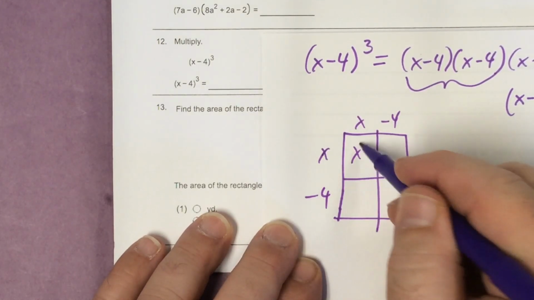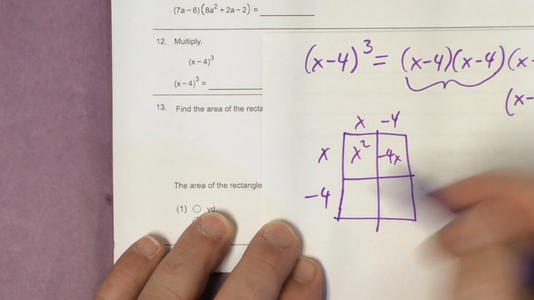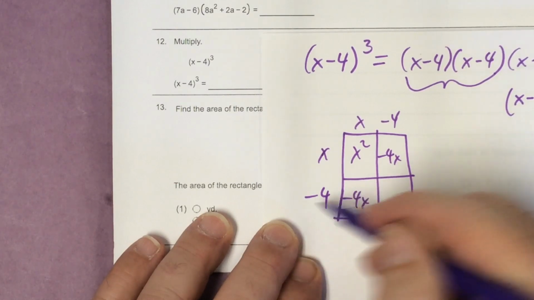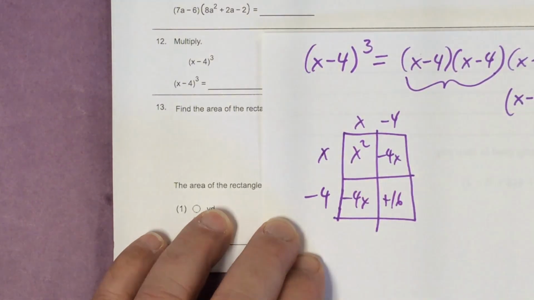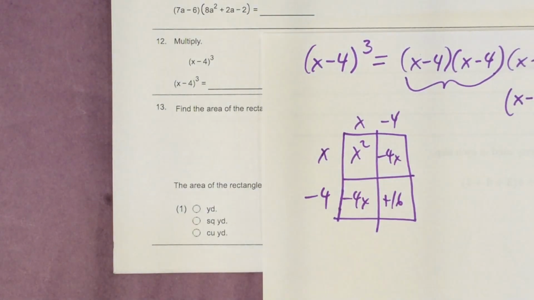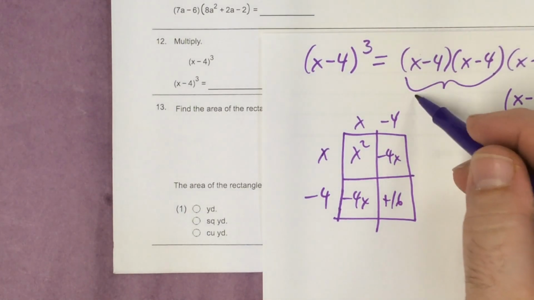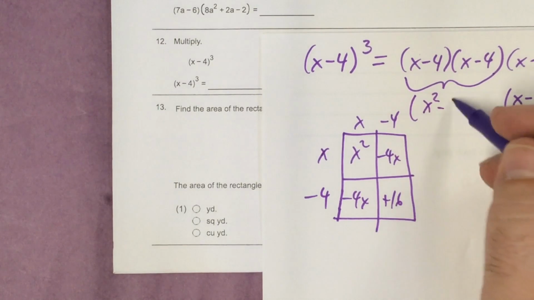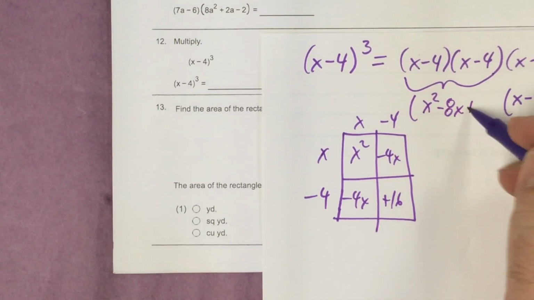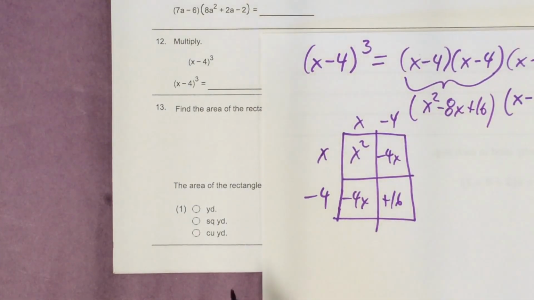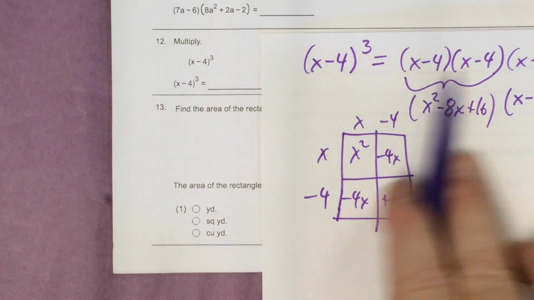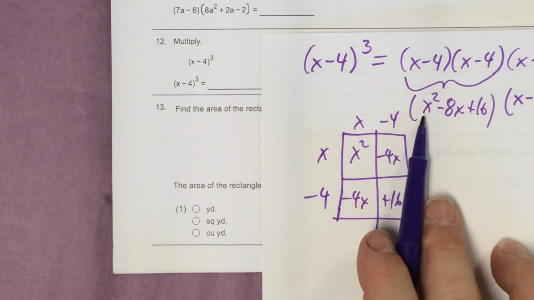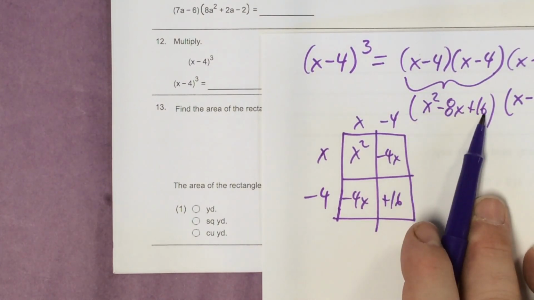So this will give me x squared minus 4x minus 4x plus 16. If I combine my like terms, which I'll go ahead and do up here, that's going to give me x squared minus 8x plus 16. So now I have the product of these two binomials as being x squared minus 8x plus 16.